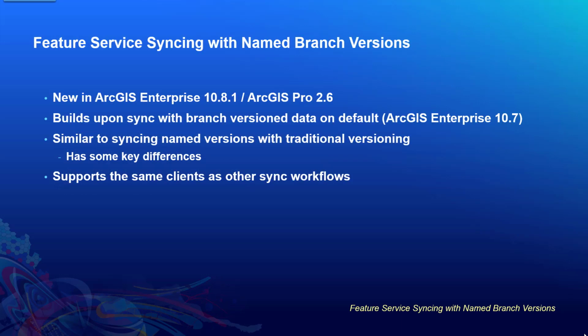Feature server syncing with named branch versions is new in 10.8.1 and ArcGIS Pro 2.6. It builds upon sync with branch version data on default, which we released in ArcGIS Enterprise 10.7. Now it's similar to syncing with named versions with traditional versioning. However, there are some key differences, and those will come to light as we go through the presentation. It supports the same clients as other sync workflows, so the nice thing here is that you don't need to upgrade your clients to do these workflows.